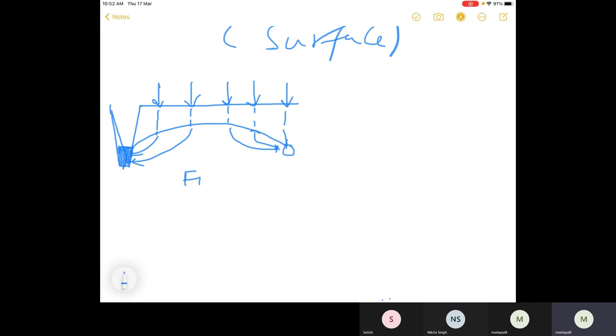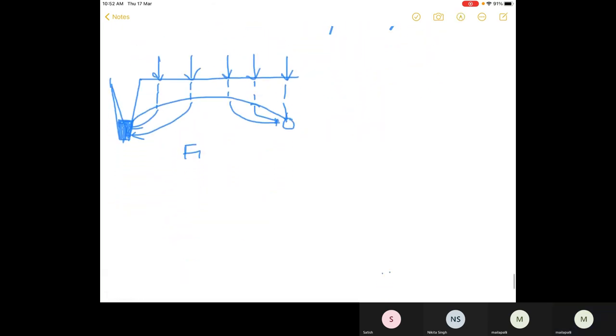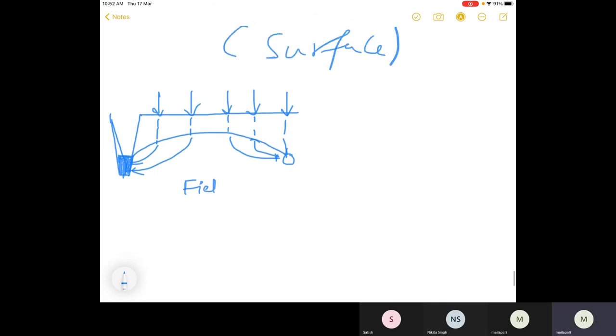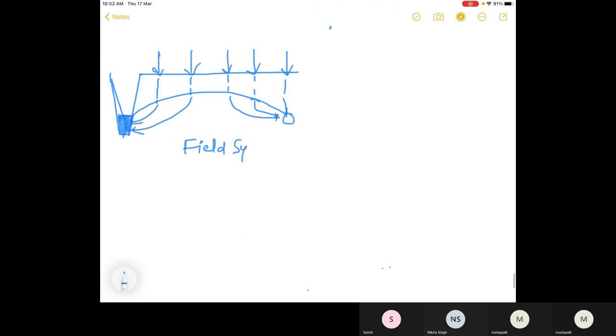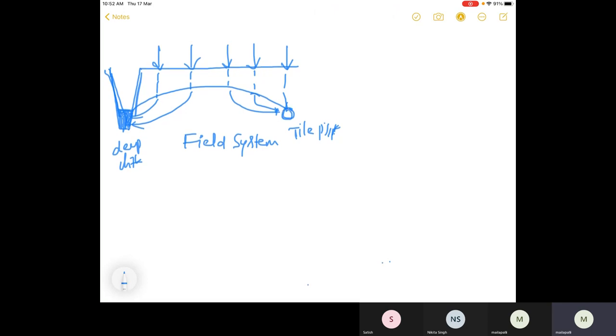From here, this is called a field system. This is the field, and this is the field system. In the field system, as I said, you have drainage. These are the field ditches. One is the deep ditch, and the other one is the tail pipe. In both cases, these are field systems. These field systems are connected to the main system. This is the main system.